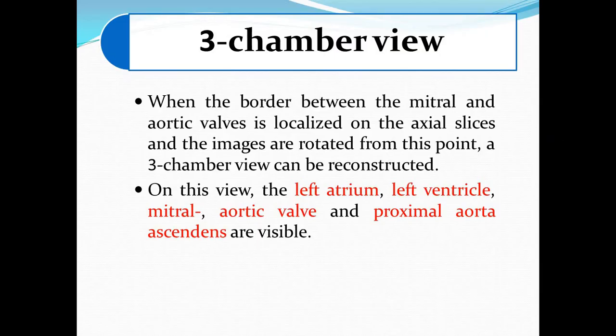The second view is the three-chamber view, and now we know what the three chambers are, right? Left atrium, left ventricle, and aorta. So when the border between the mitral and aortic valve is localized on the axial slices, and the images are rotated from this point, the three-chamber view can then be reconstructed. On this view, what we are supposed to see is the left atrium, left ventricle, the aorta, of course, and we see the mitral valve and aortic valve.